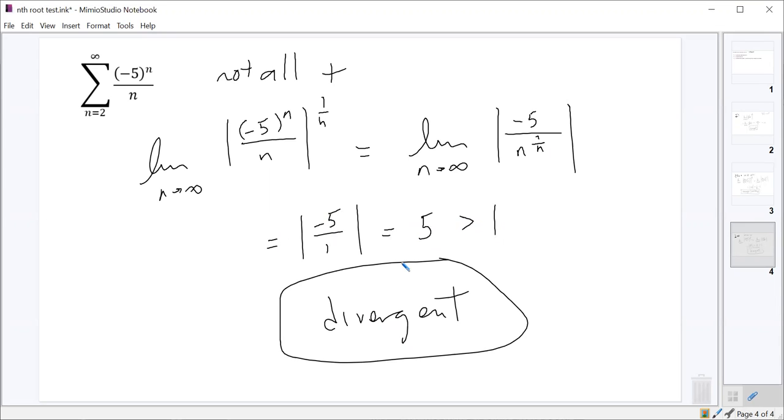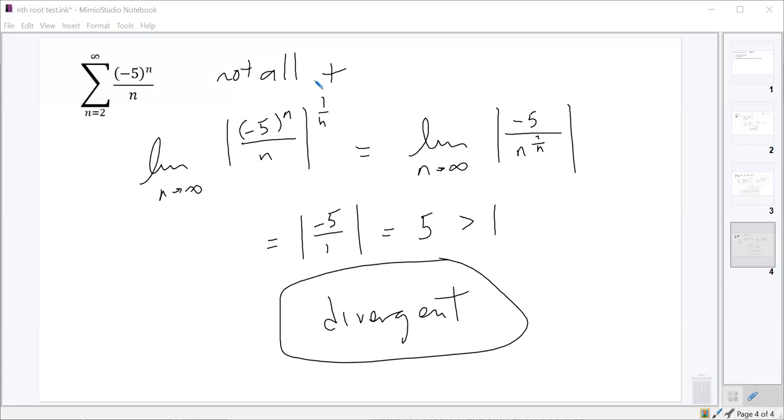Good or no? Cool. Excellent. All right, that is it for the nth root test. So now we will switch over and start looking at a few pre-response series questions.